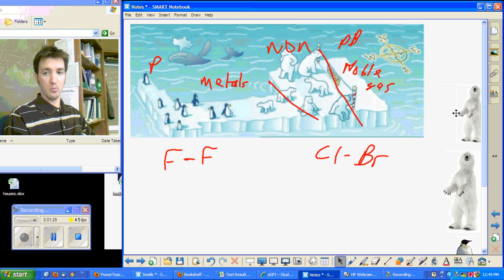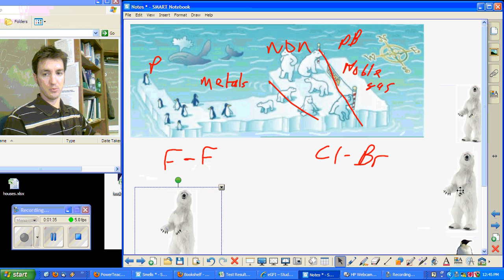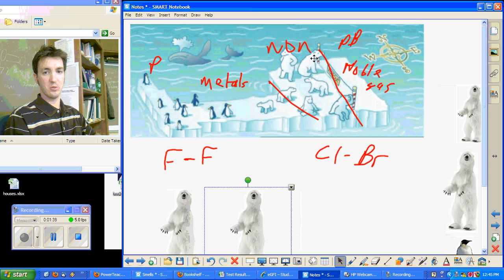Alright, so basically what goes on is, as these things bond, you're going to get different sizes of these molecules, different strengths. So if we have fluorine, fluorine is the biggest polar bear, the strongest. So it's going to live all the way up here.